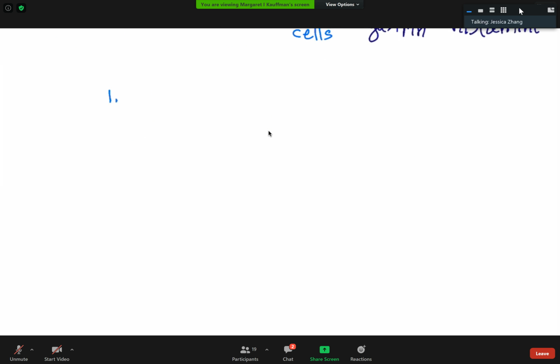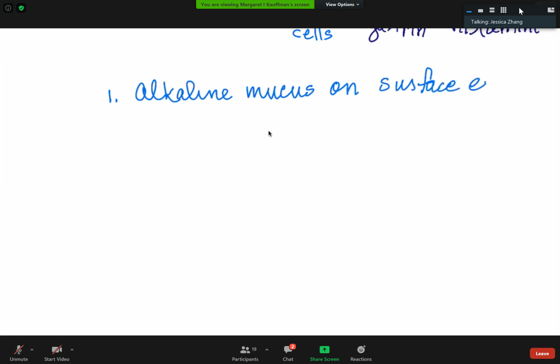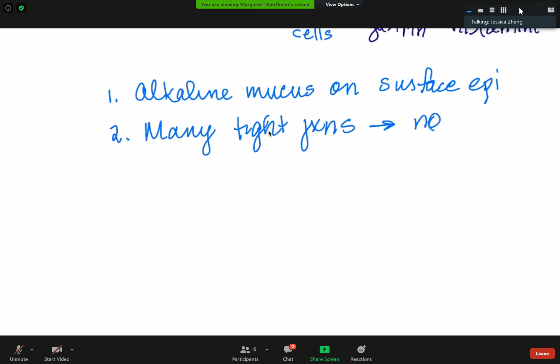So there's 5 adaptations that the stomach has that protects itself against self-digestion. The first one is that the surface cell's mucus neutralizes the pH. The second one is that there are tight junctions between the epithelial cells, which regulates the movement of substances. And then the third one is that there's a rapid rate of mitosis every 3 days by the stem cells deep in the gland.